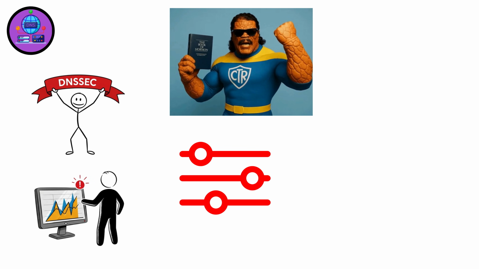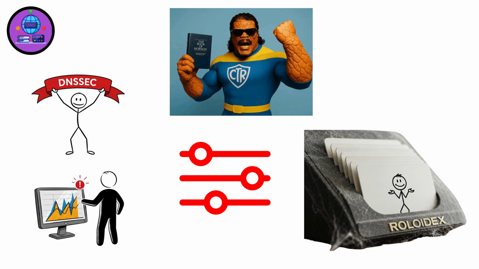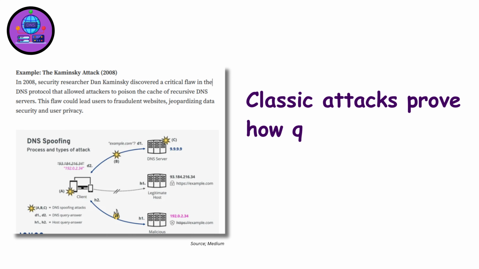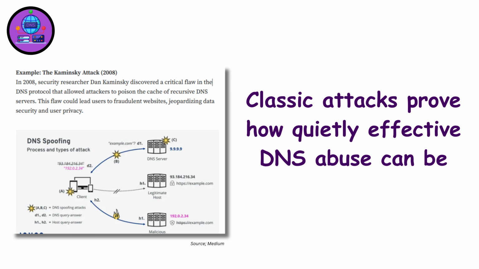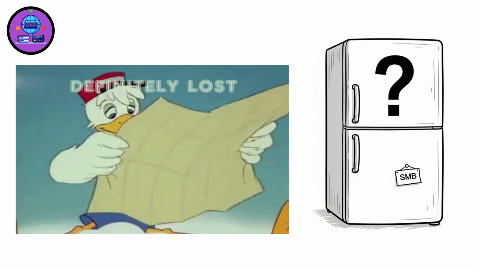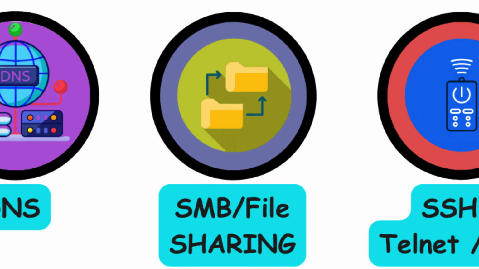Defenders have DNSSEC, monitoring, and filters, but most people treat DNS like a dusty Rolodex they never update. Classic attacks prove how quietly effective DNS abuse can be. And if maps are this dangerous, wait until we open the office fridge. SMB. SMB/file sharing. The office fridge nobody cleaned.